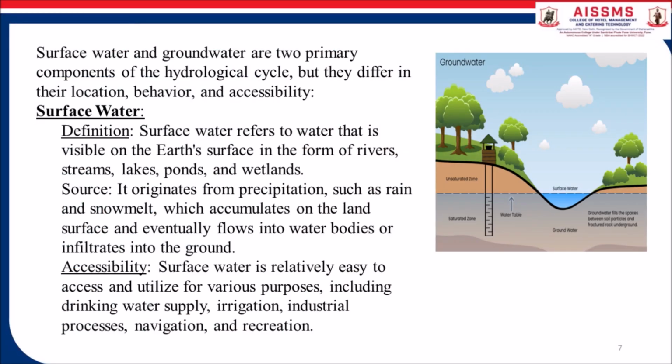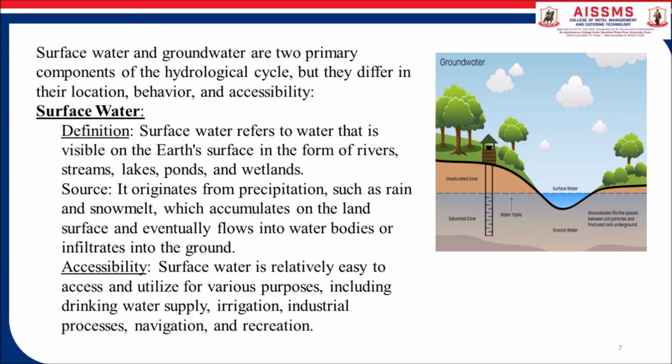Now let us understand what is surface water and groundwater. So surface water and groundwater are two primary components of the hydrological cycle, but they differ in their location, behavior and accessibility. Let's define what is surface water.